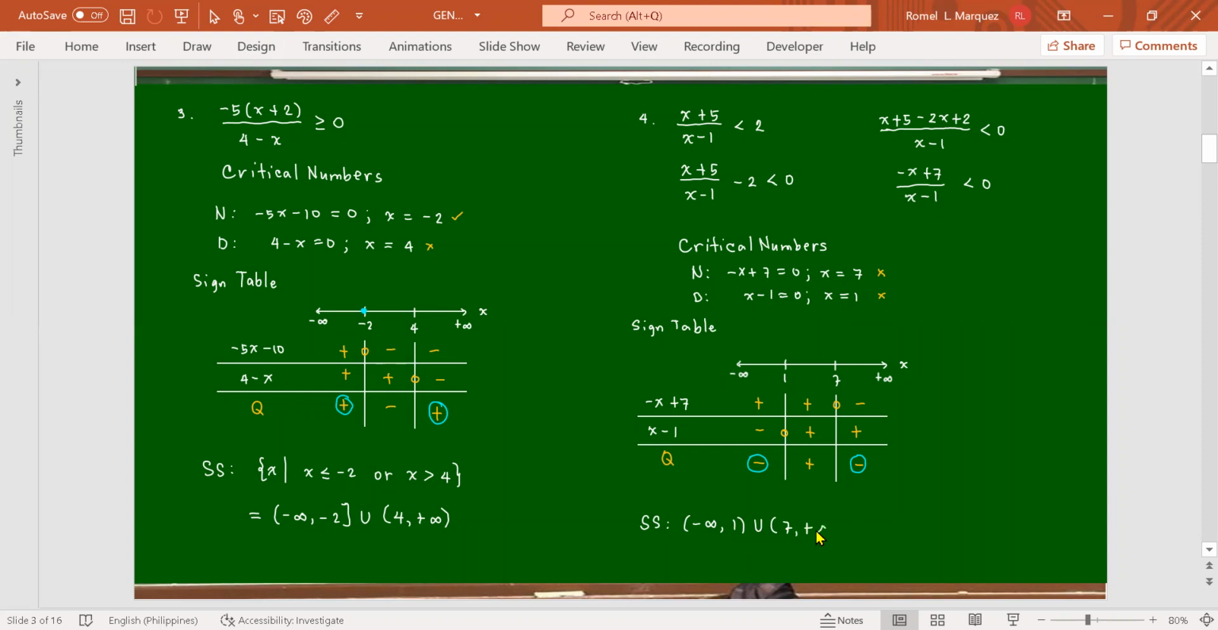Okay, children? Do you know how to write this in set notation? Let's say the choices in the multiple choice are in set notation. Set of all x, because our variable is x, such that x is to the left of 1 or x is to the right of 7. Okay, children? Or, not and? Why is it not and? Why is it or?